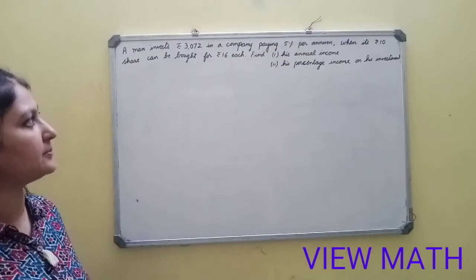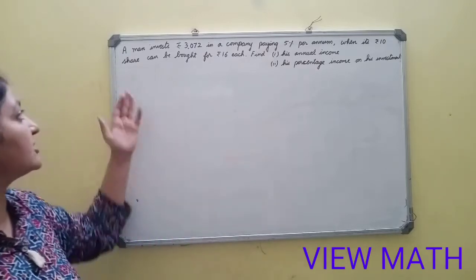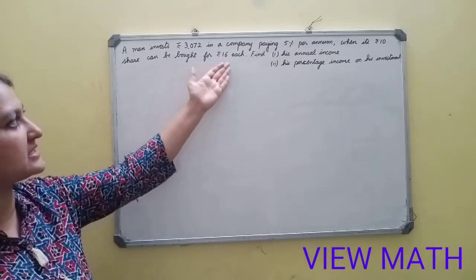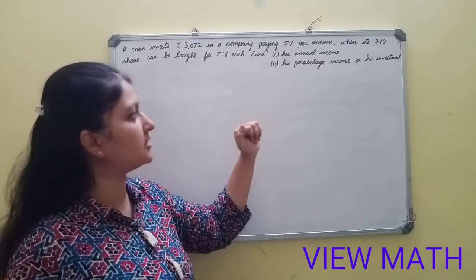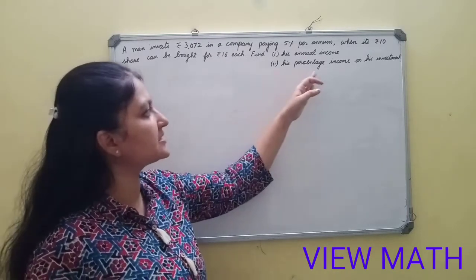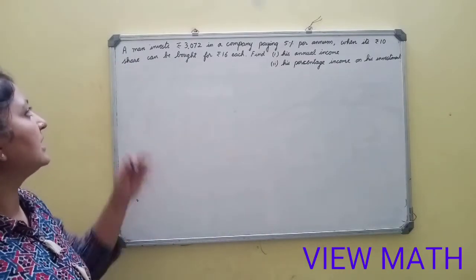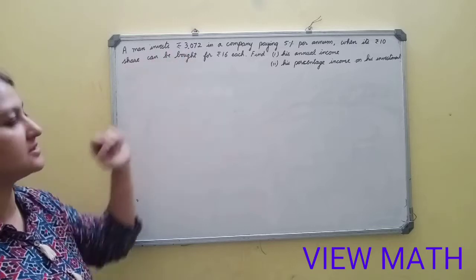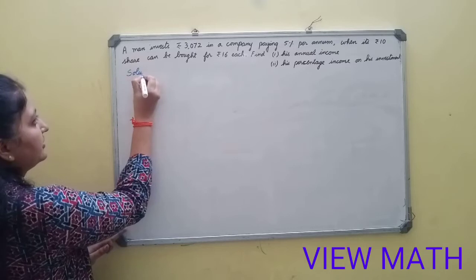72 in a company paying 5% per annum. When its rupees 10 share can be bought for rupees 16 each, find first subdivision his annual income, second subdivision his percentage income on his investment. So what is given in the question? A man invests rupees 3072. That means some investor they have given in this question.